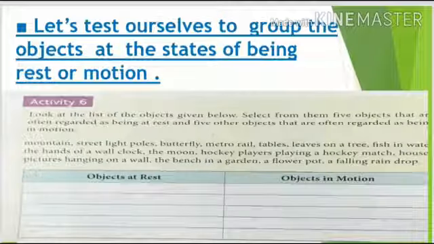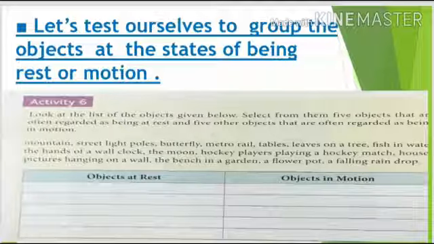Let's test ourselves to group the objects at the states of being rest और मोशन. पता लगाते हैं, हमें पता चला क्या कि कौन से ऑब्जेक्ट को रेस्ट में कहें और कौन से को मोशन में. What he is asking, look at the list of the objects given below. Select from them 5 objects that are often regarded as being at rest and 5 other objects that are often regarded as being in motion.